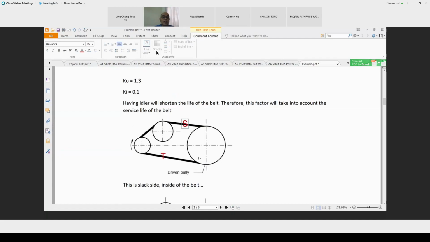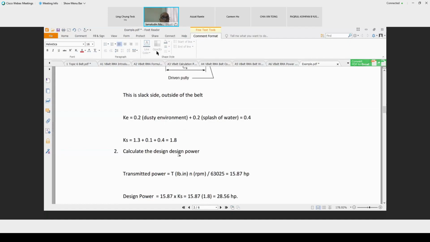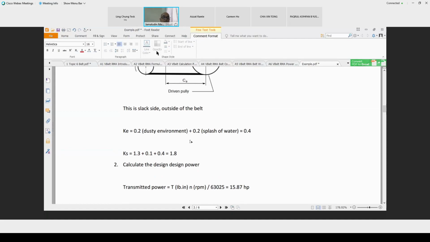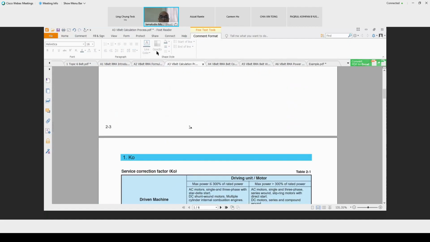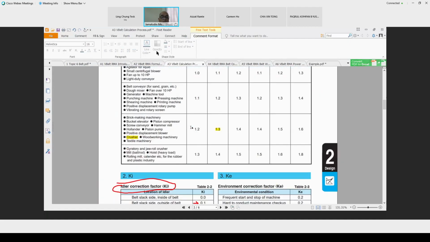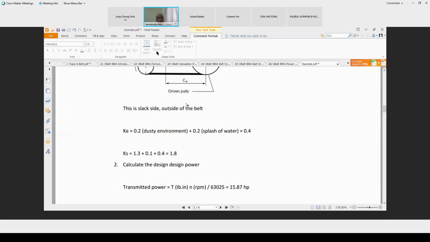This is going to be 0.1, inside 0.2, and finally the other position. Let's double check. The outside is going to be 0.0, the outside going to be 0. You just follow this table. All right, that will be the idler correction.